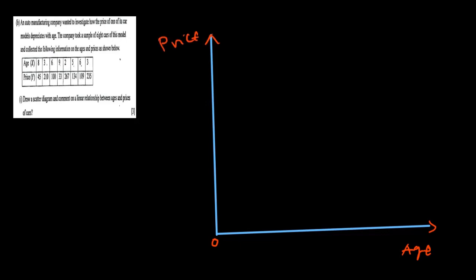So for the age, what scale are we going to use? Just 1, 2 up to 10, right? So we can plot the points. We are going to have 1, 2, 3, 4, 5, 6, 7, 8, 9, and then I have 10 like that. All right, so that's the x-axis.